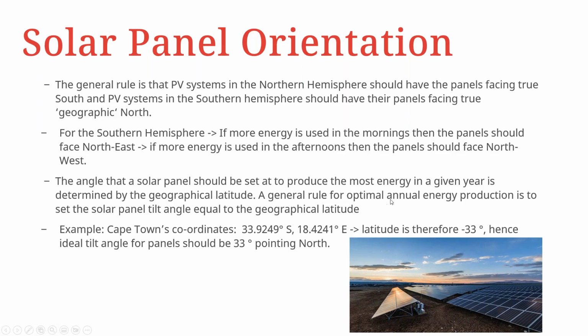So a general rule for optimal annual energy production is to set the solar panel tilt angle to the geographical latitude. Taking, for example, Byron's region, Cape Town, whose coordinates are shown, and of course we know that Cape Town is in Southern Africa, in the Southern Hemisphere, which is why it has -33, because it's on the negative y-axis. Hence, an ideal tilt angle for panels should be 33 degrees due north.